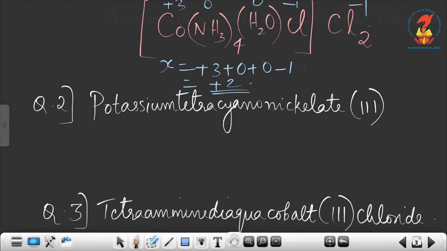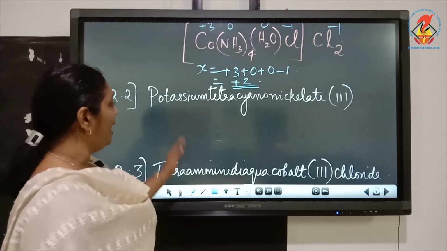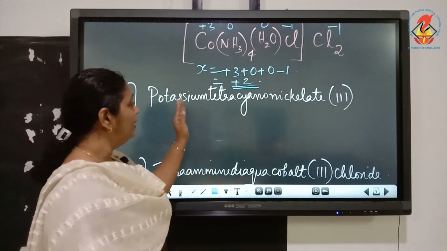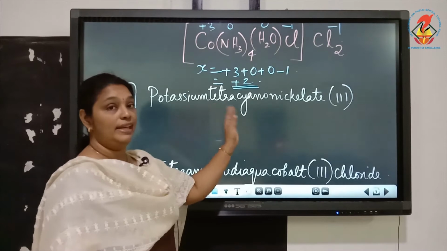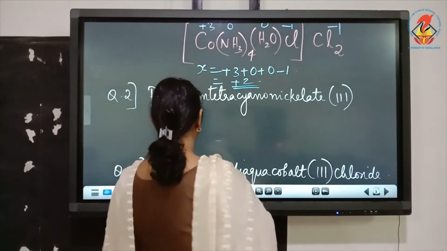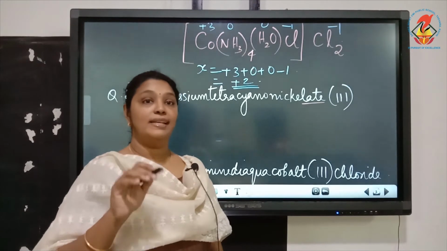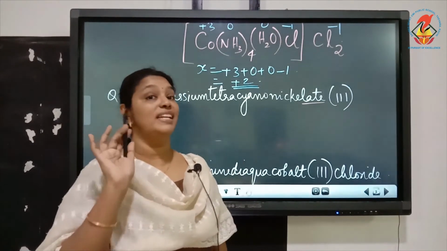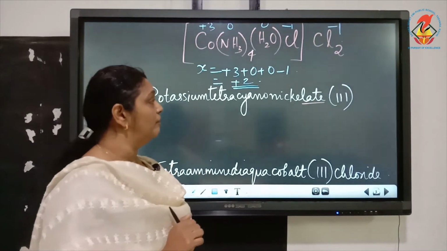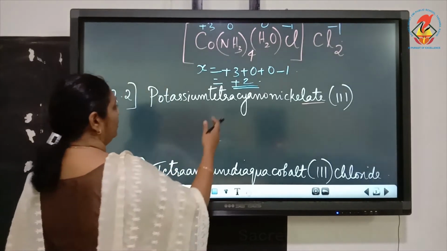potassium tetracyanonickelate 3. Now, the central atom is nickel, potassium is the counter ion, tetracyano, the ligand is cyanide, 4 cyanide groups, and you can see here it is given as nickelate. Whenever you see 'ate' with the central atom, we can say that the complex ion is negative, and the oxidation number of nickel is given as plus 3.